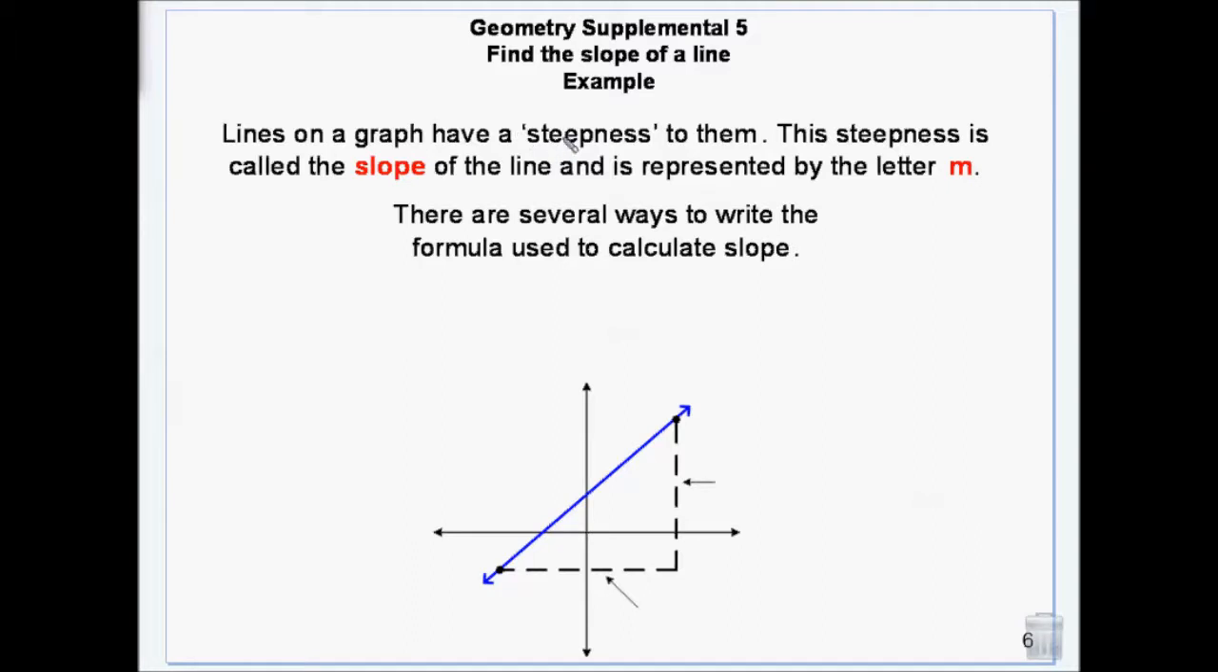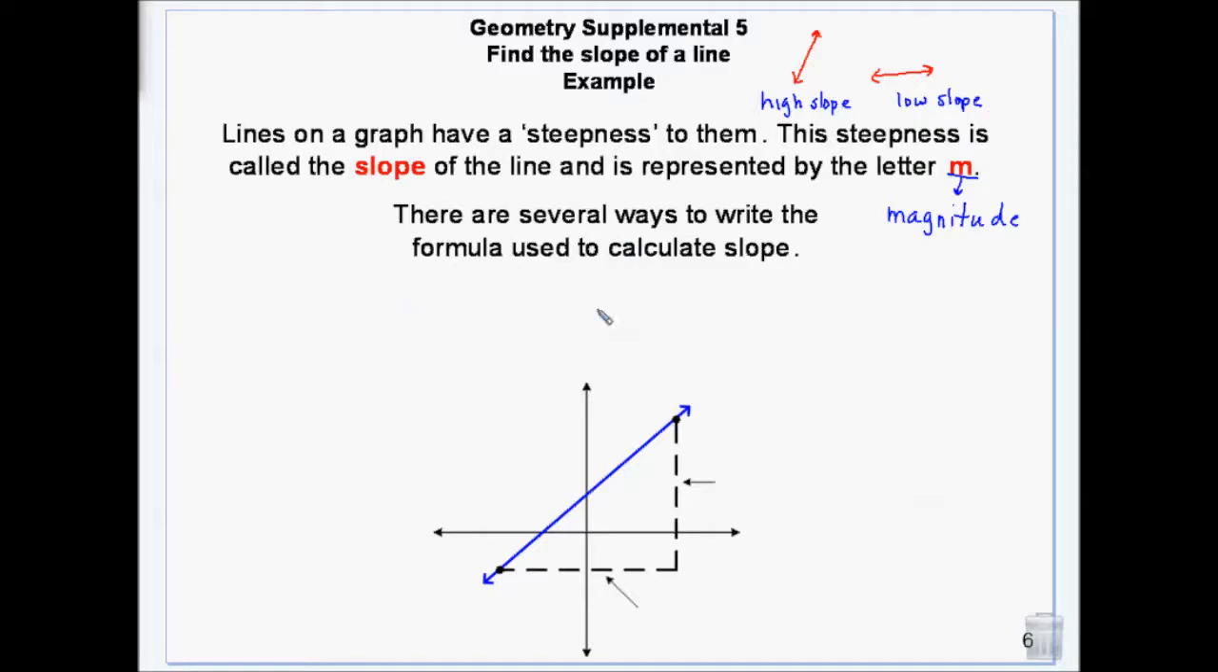Okay, so slope refers to the steepness of a line. The higher the slope, the more steep the line is. So a line like this would have a higher slope than a line like this. And slope is represented by the letter M because it also stands for magnitude. So that's where the M comes from, the word magnitude. So this is high slope. This is low slope.